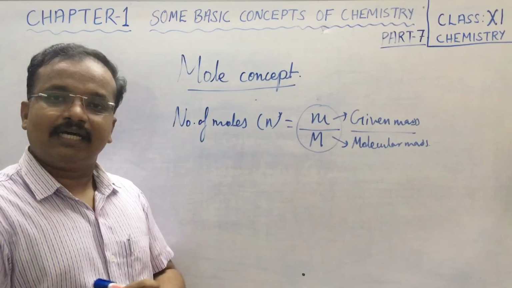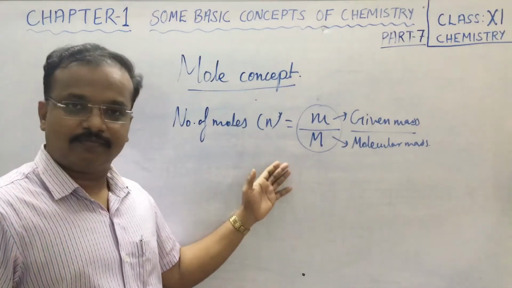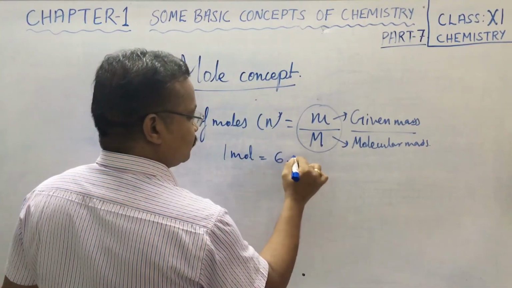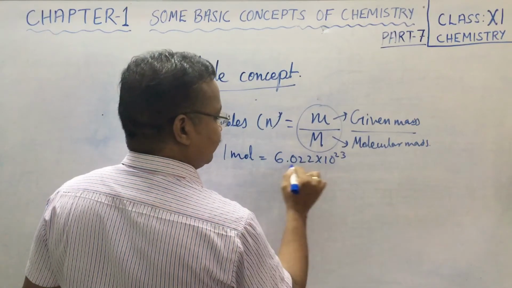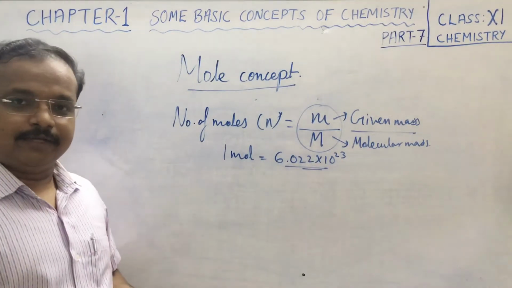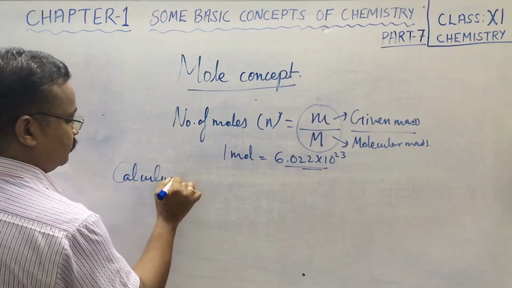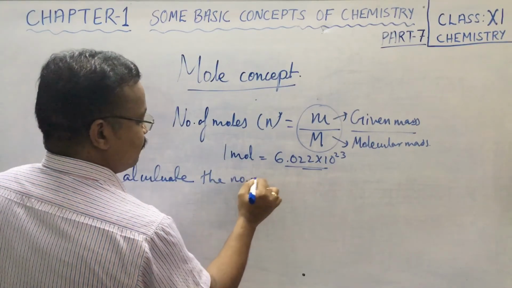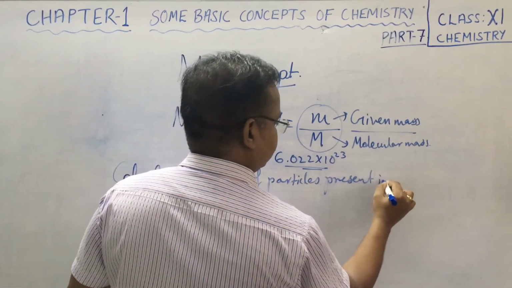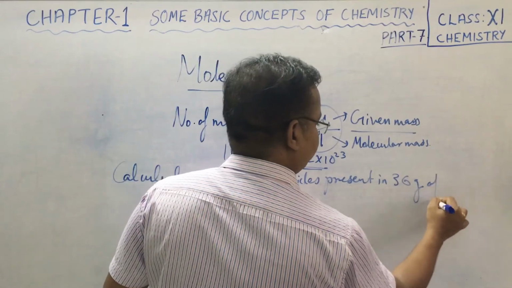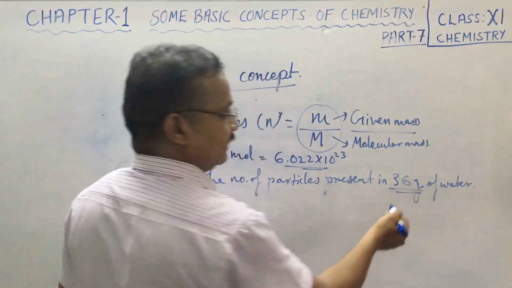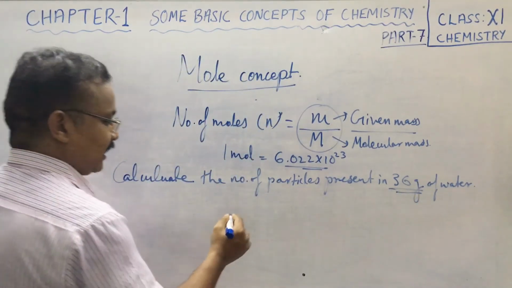First you need to find the number of moles. Once you have got the number of moles, you know that 1 mole contains 6.022 into 10 raised to 23. This is the Avogadro number, isn't it? Now, if you are asked to calculate the number of particles present in 36 gram of water. Okay, here we have given 36 gram of water, correct? So this is the given mass.